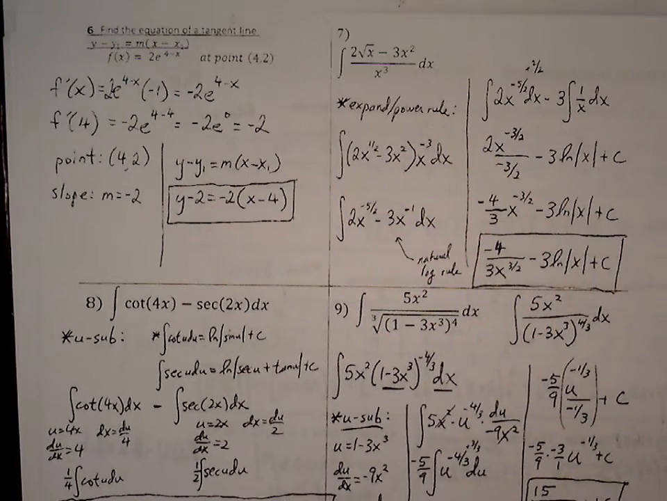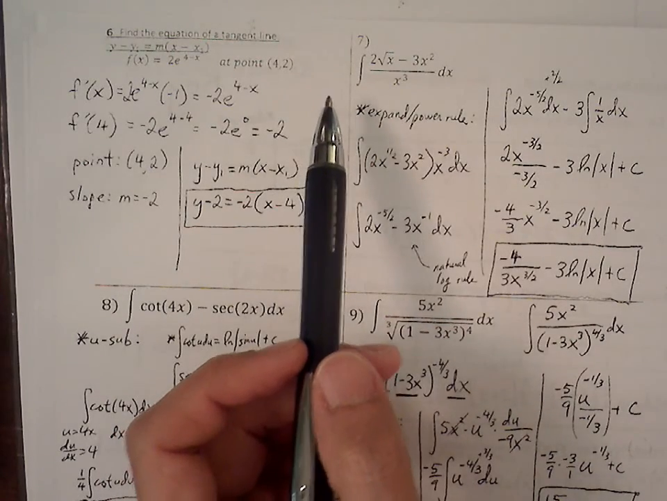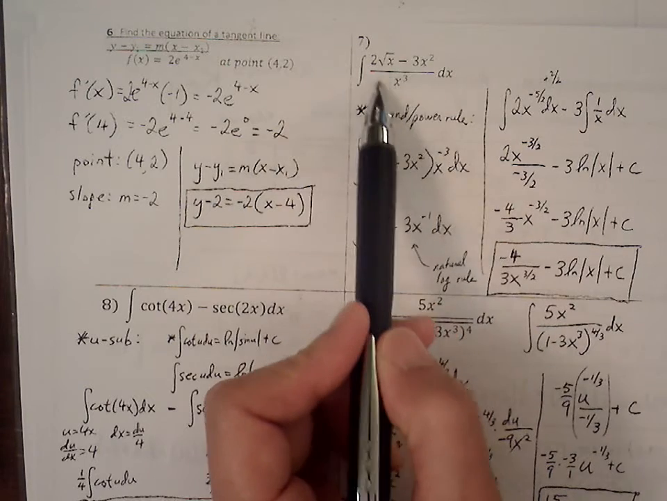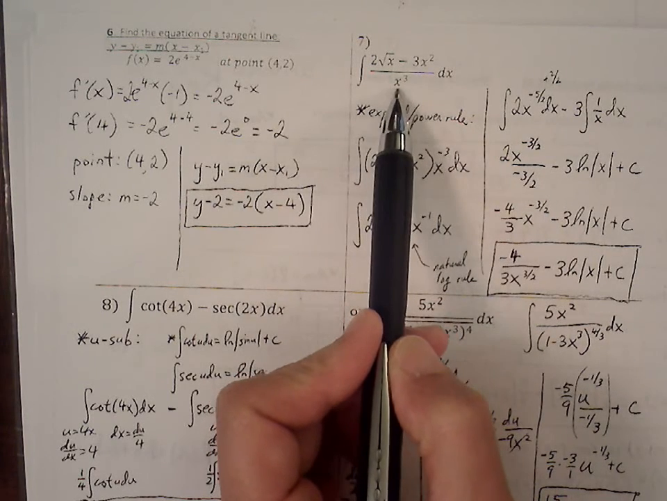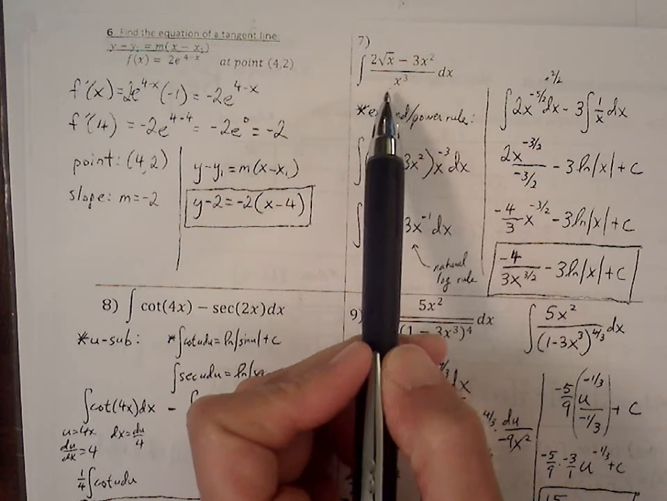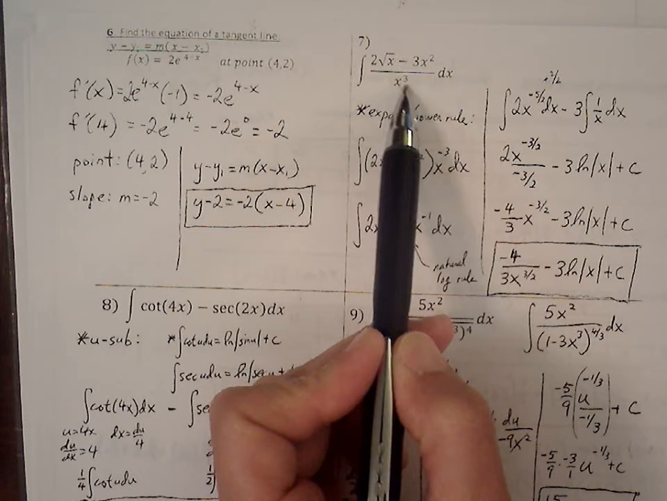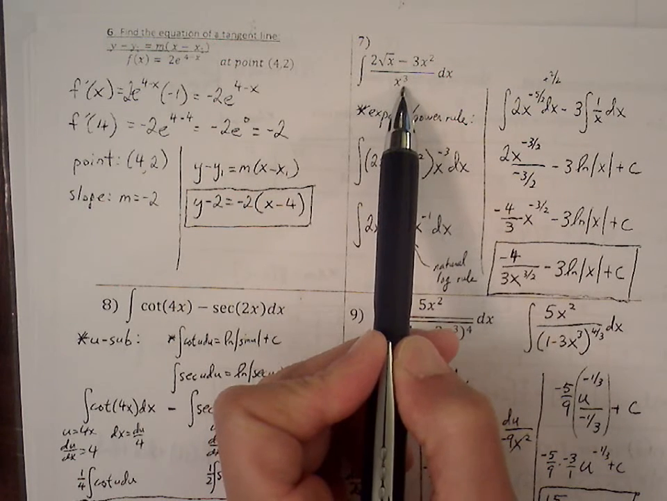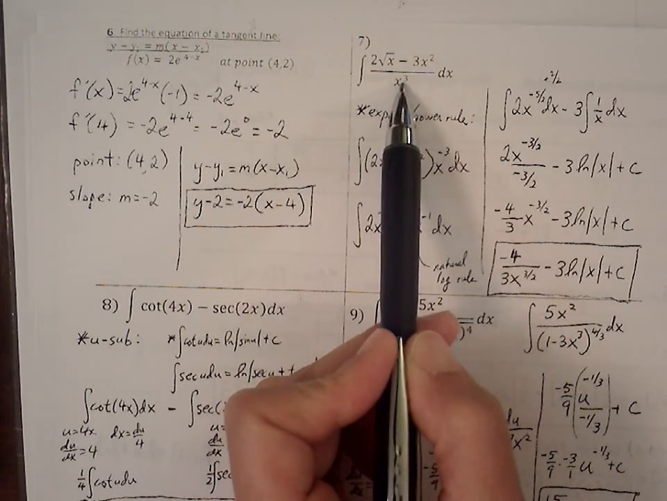All right, number 7. We want to find the antiderivative involving integrals. But notice that there's only one term in the denominator. So if there's only one term in the denominator, we want to explore expansion and power rule first. So we want to bring the x cubed up to the top, but when the x cubed comes up to the top, we have to change that positive to a negative exponent, and it's going to turn this from a division problem into a multiplication problem.